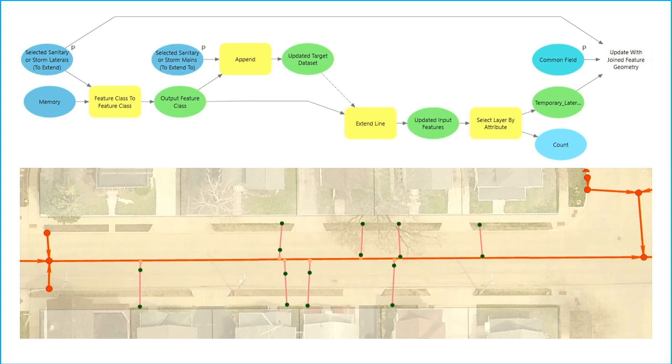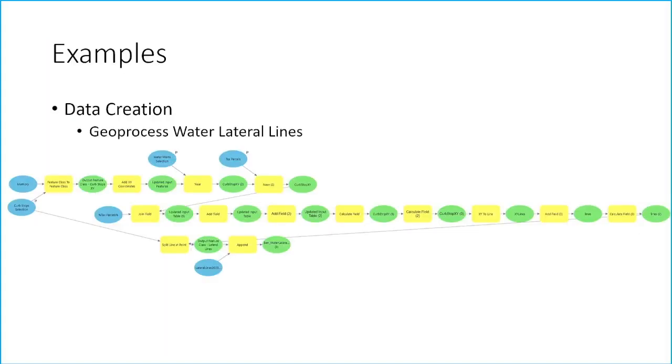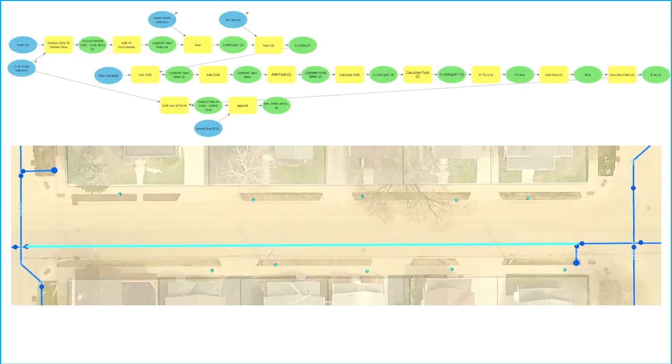We use a trace network for our utilities. So if I do some tracing on my utilities, I have a way to export this data and configure it for a trace network, and we can get it to trace along the laterals as well, not just the mains and the manholes and such. Other examples of data creation. Tried to fit this model, make it as big as possible here, but water lateral lines.